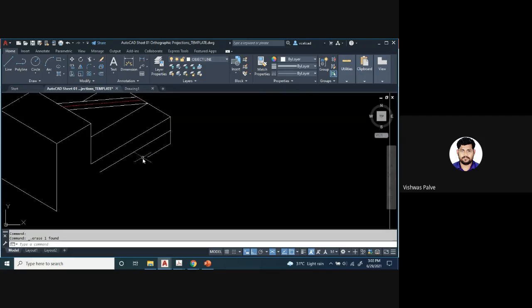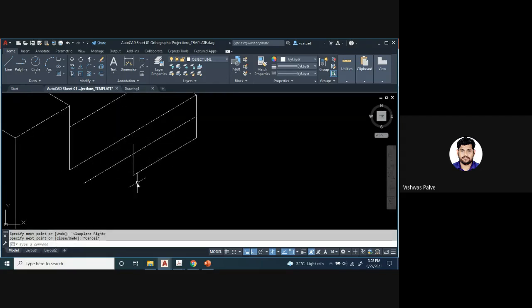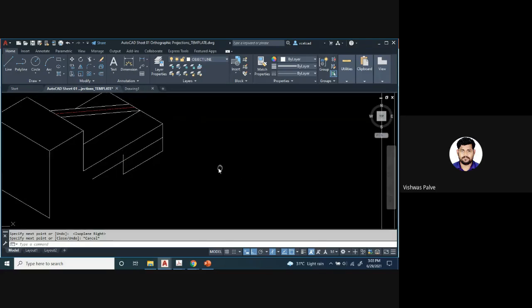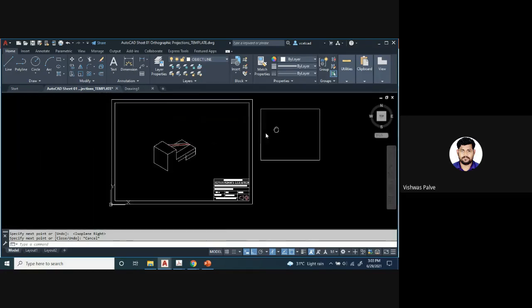From this point I'll take 15 millimeter, and I'll draw a vertical line, F5. Okay, so I got the midpoint of this. Now I want exactly the distance. What exactly is that distance?